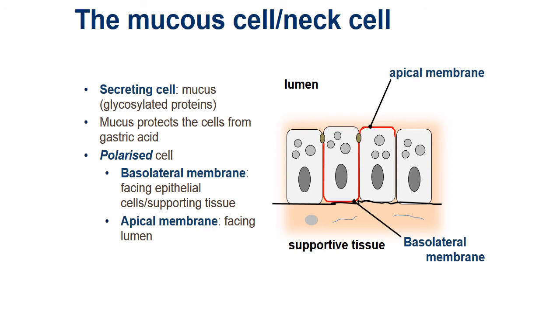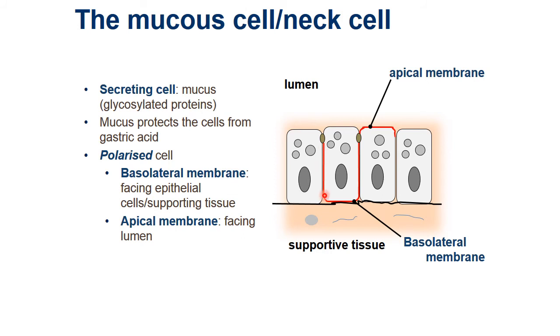So towards the inside of the stomach, towards the lumen of the stomach, you can see many vesicles in the mucus cell. The presence of these vesicles is really typical for secreting cells, and they contain the glycosylated proteins, so these proteins containing sugar chains that will form the mucus. Towards the basement membrane, you can find the nucleus.